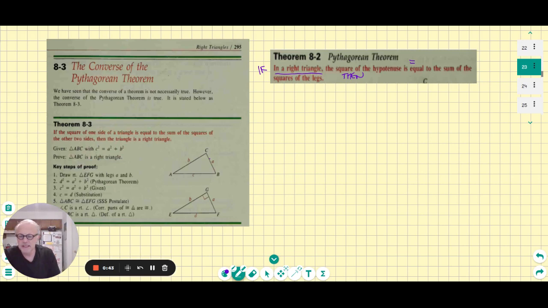Okay, so we have a triangle with c squared equals a squared plus b squared. We want to prove that ABC is a right triangle. The key steps will be, first of all, we'll draw the triangle. Then we'll determine that d squared equals a squared plus b squared, which is the Pythagorean theorem. Since we're given that c squared equals a squared plus b squared, then c equals d by substitution, and then by SSS, the two triangles are congruent. And if C is a right angle, then G has to also be a right angle, because the corresponding parts of congruent triangles are congruent.